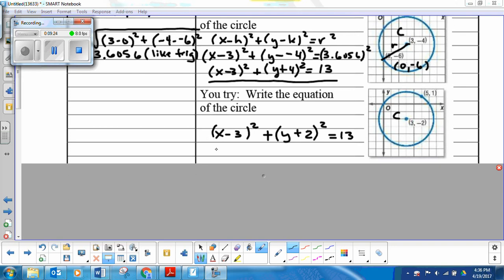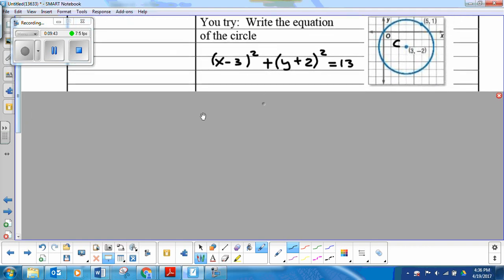Coincidentally, you actually end up with the same value for r squared. But the answer should be (x - 3)^2 + (y + 2)^2 = 13. That would be the equation of the circle that is drawn here. Let's take a look at another example.